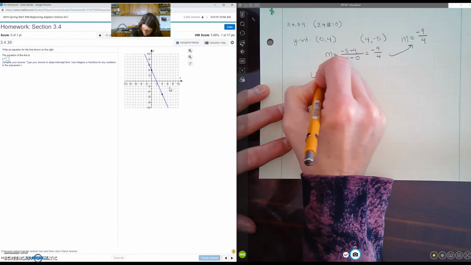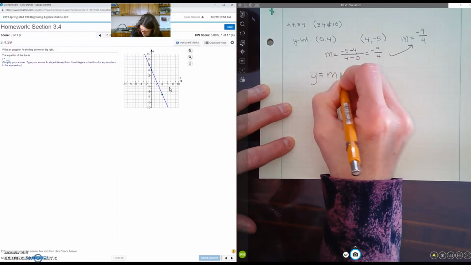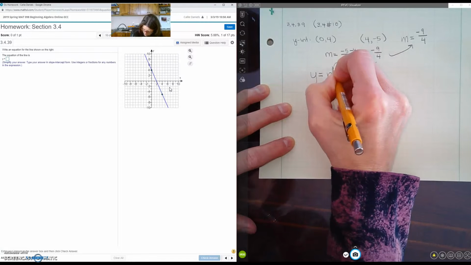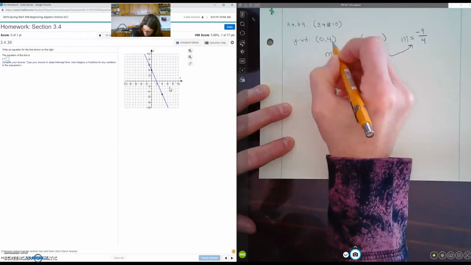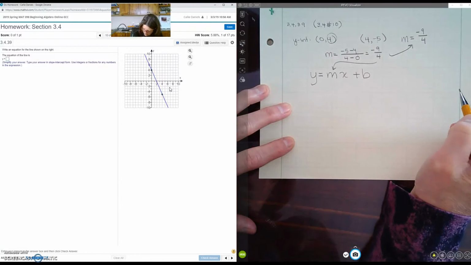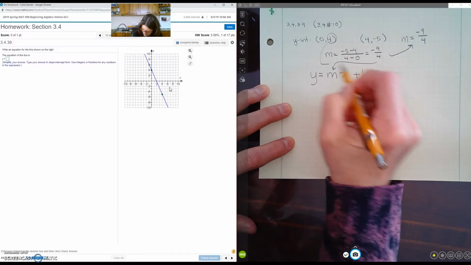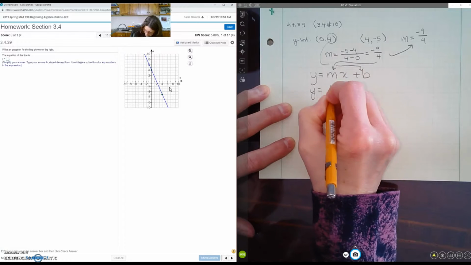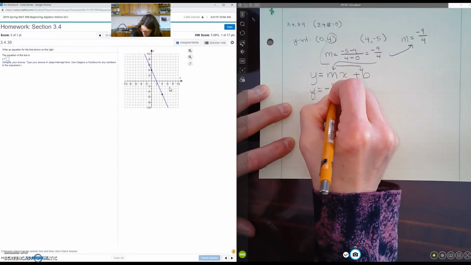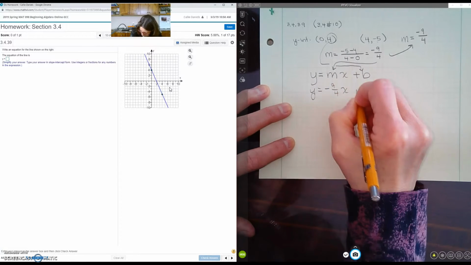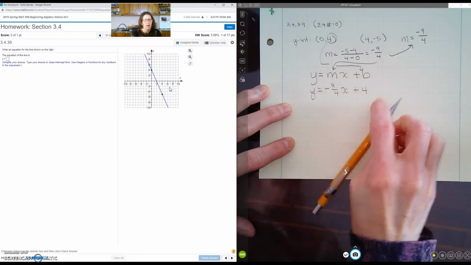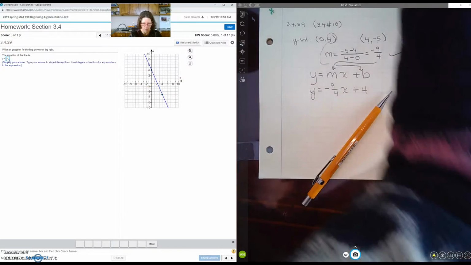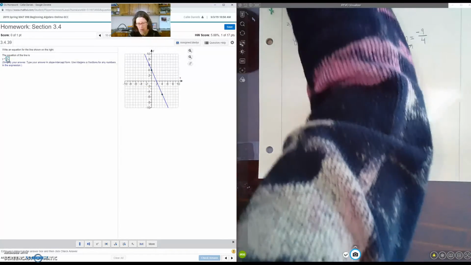Quickest way to find the equation of this line is to use our slope-intercept formula because we know the slope and we know the y value of the y-intercept to be this number 4. So just substitute. And let's write this as y equal -9/4 x plus 4.